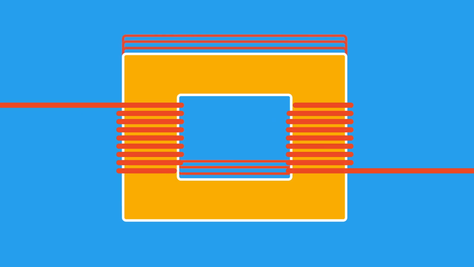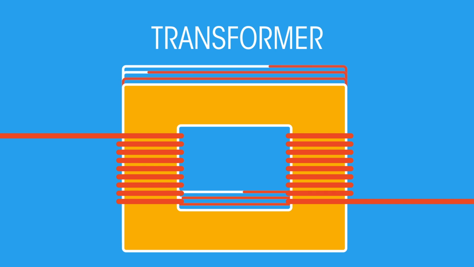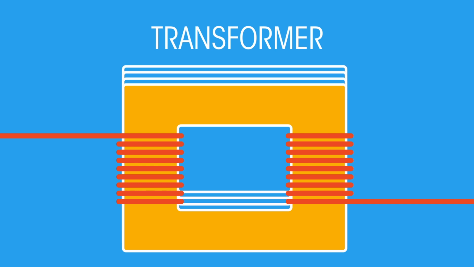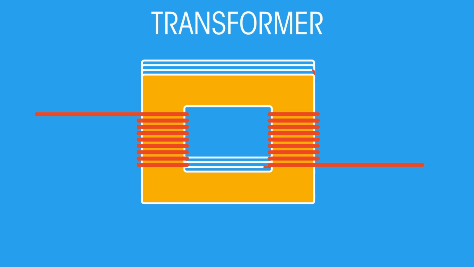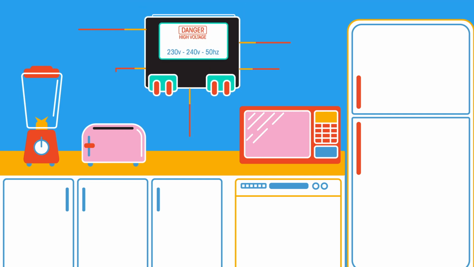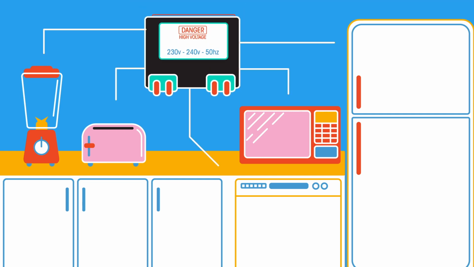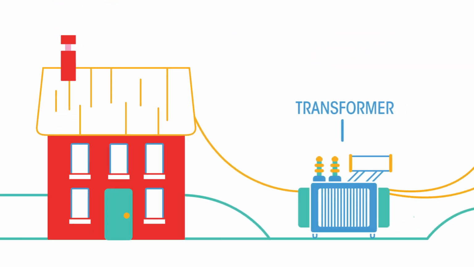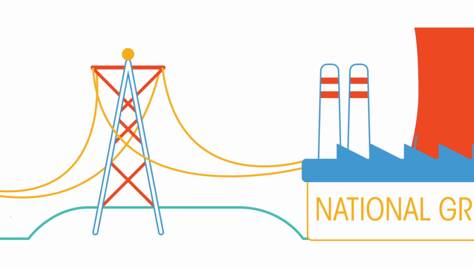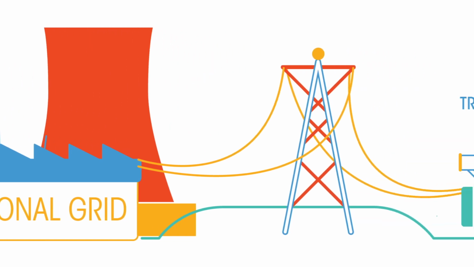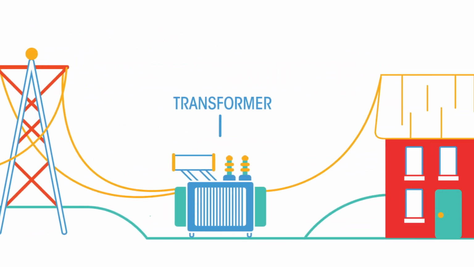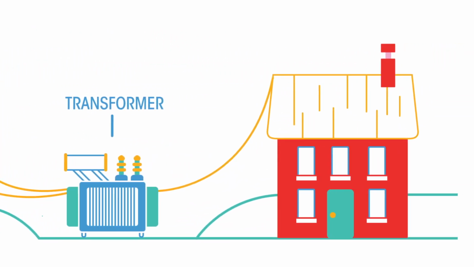So why is our mains supply an alternating current? The main reason is because it's much easier to use a transformer to change the voltage of AC than DC. Transformers are used in lots of appliances to ensure that they have the correct voltage to work. Transformers are also an important part of the national grid, allowing electricity to travel along wires and cables efficiently. For more on the national grid, watch this video.